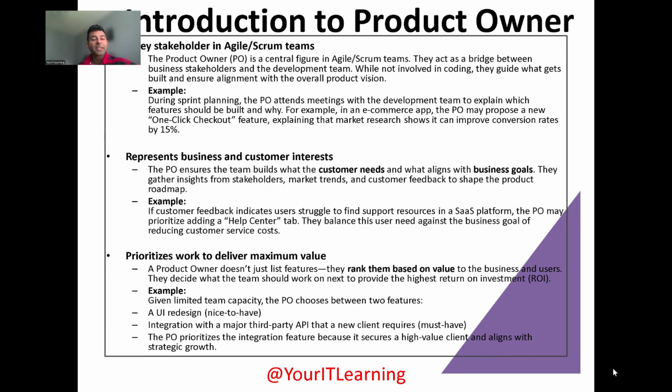For example, given limited team capacity, the product owner must choose between two features. He has two features right now and wants to work on both of them: a UI redesign, which is nice to have, as compared to integration with a major third-party API that a new client requires, which is must-have. In this case, the PO prioritizes the integration feature because it secures a high-value client and aligns with strategic growth.